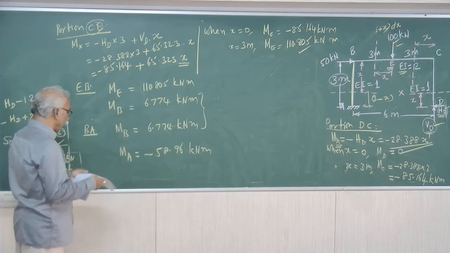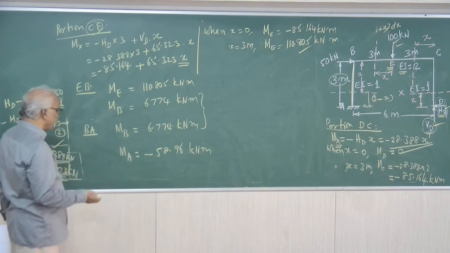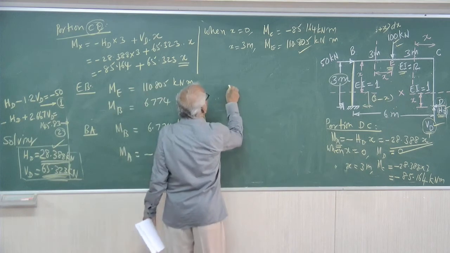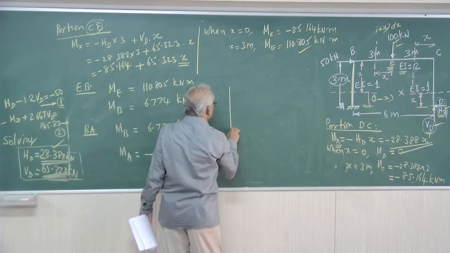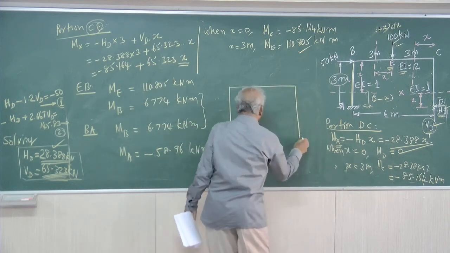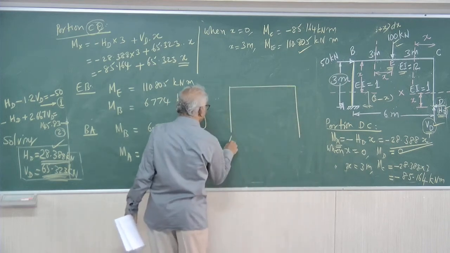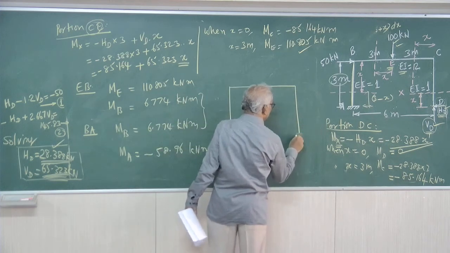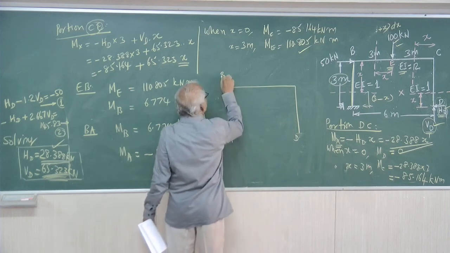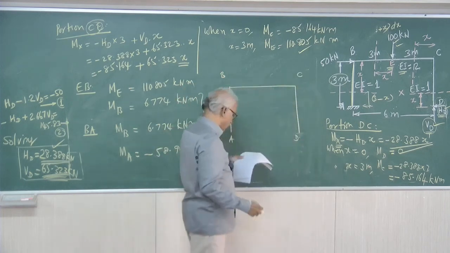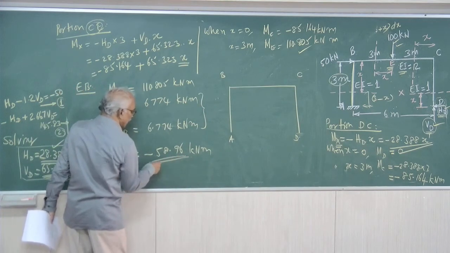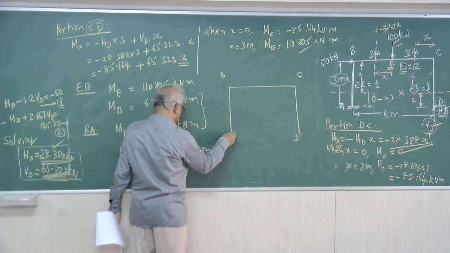And here minus means tension will be on the outer side. So I will straight away give you the final bending moment diagram, because already we have discussed problems on this. So here this is A, this is point D, right, this is B and C, right. Now here MA is minus, tension on the outer side. So you plot it outside.